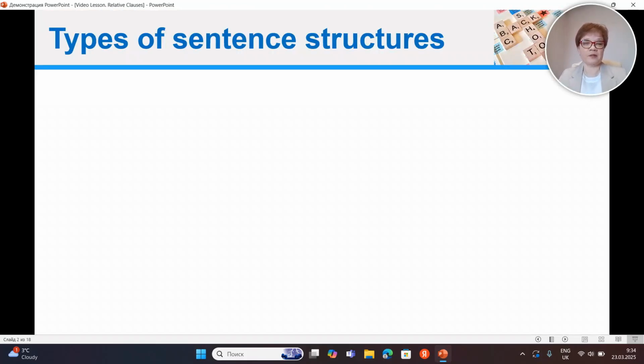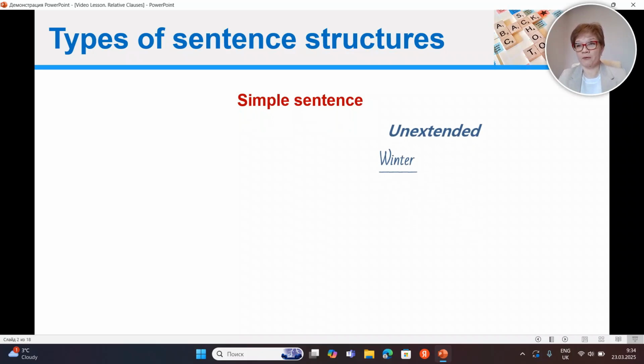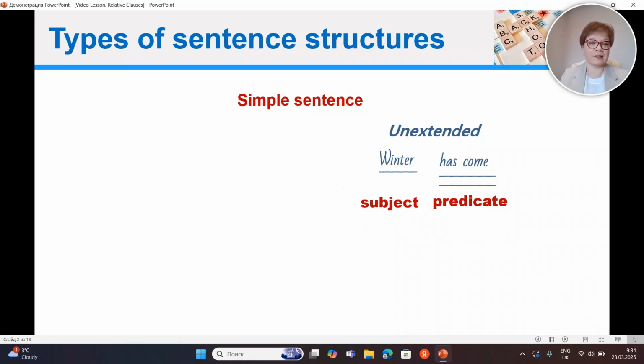Before we jump into relative clauses, let's go over the basics of sentence structure. A simple sentence has just one subject and one predicate. It's a complete thought all by itself. All the simple sentences can be divided into unextended and extended simple sentences. An example of an unextended sentence: winter has come. Winter is the subject, what are we talking about? And has come, what happened? That's the predicate. This is a super basic sentence that's short and sweet.